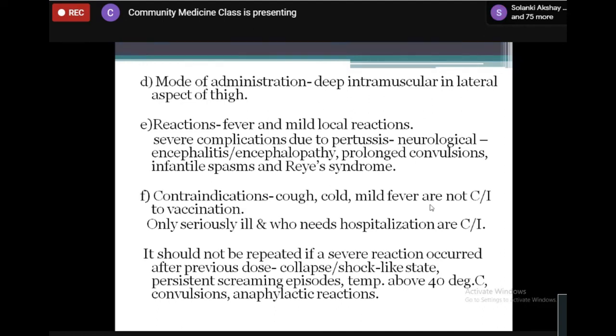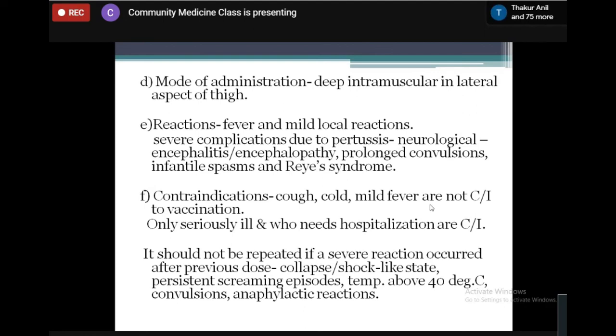spasm of the hands and legs and the head will be bent forward in this infantile spasm. And Reye's syndrome can also occur. Reye's syndrome affects the liver, so the liver is damaged. I forgot, I just googled it: Reye's syndrome affects the kidney and liver, that can also happen. Then contraindications: in what kind of patient should it not be given?